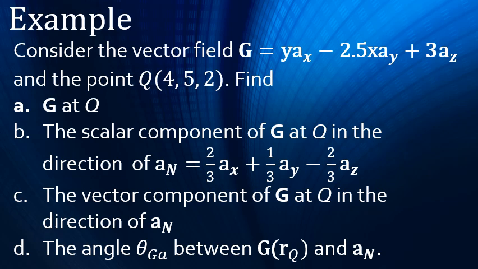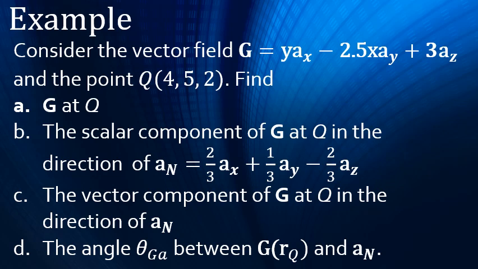Example, consider the field. Yan, field na siya. G equals y ax minus 2.5x ay plus 3az and the point Q (4, 5, 2). Find G at Q, the scalar component of vector G at Q in the direction of an, 2/3 ax plus 1/3 ay minus 2/3 az. Letter C, the vector component of G at Q in the direction of an and the angle theta Ga between G at Q and an.